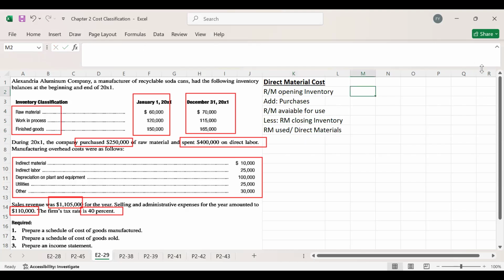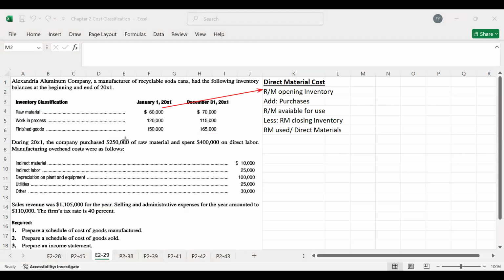So here we have raw material opening inventory. It is given here. Start of the month is the opening inventory. Here, this is opening inventory. Purchases are also given. Then this December 31st means this is closing inventory is given. So raw material opening inventory is $60,000. Here we have the amount of dollars.